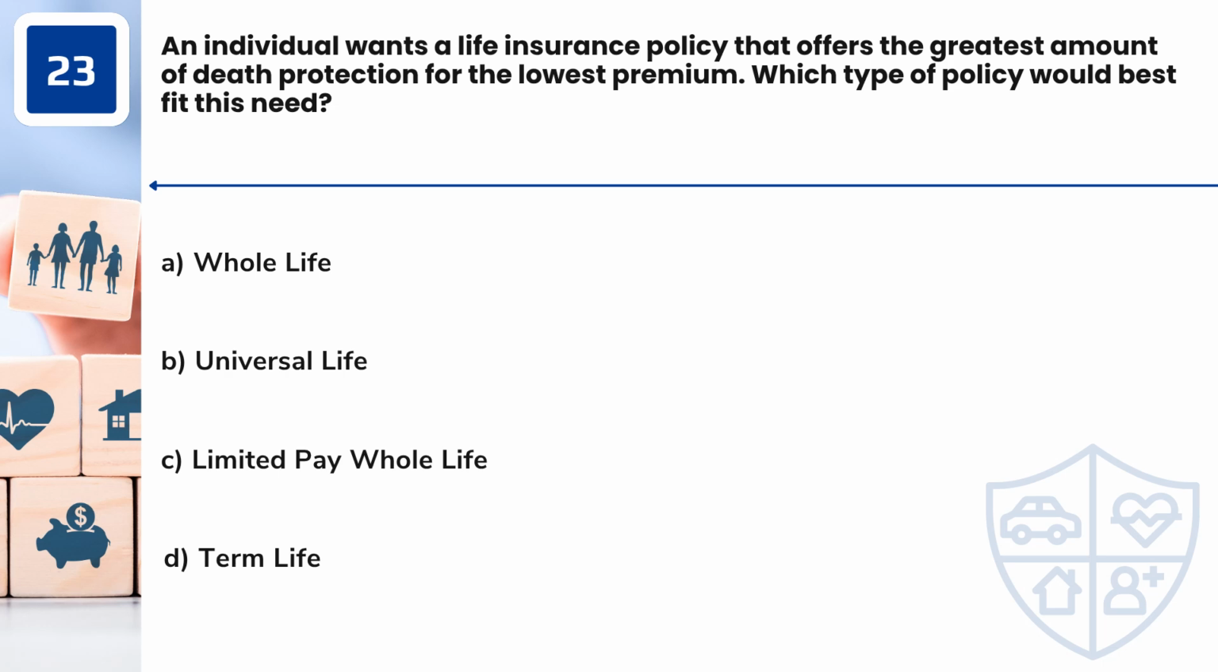Question 23. An individual wants a life insurance policy that offers the greatest amount of death protection for the lowest premium. Which type of policy would best fit this need? A. Whole life. B. Universal life. C. Limited pay whole life. D. Term life.